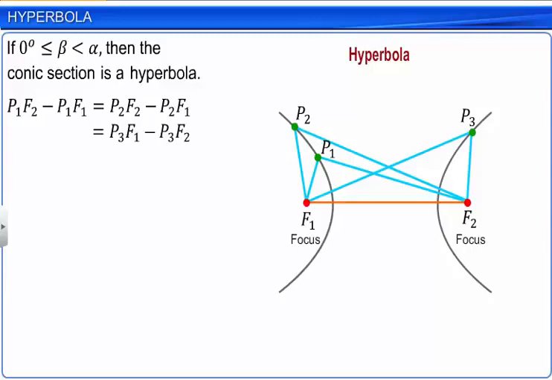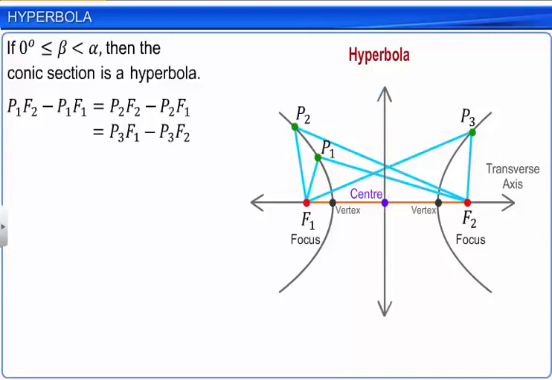The line passing through the foci is called the transverse axis of the hyperbola. The 2 points where the transverse axis intersects the curves of a hyperbola are called the vertices of the hyperbola. The midpoint of the line segment joining the foci is called the center of the hyperbola. The line passing through the center and perpendicular to the transverse axis is called the conjugate axis of the hyperbola.